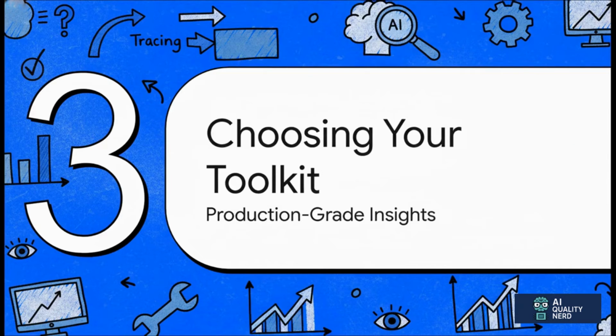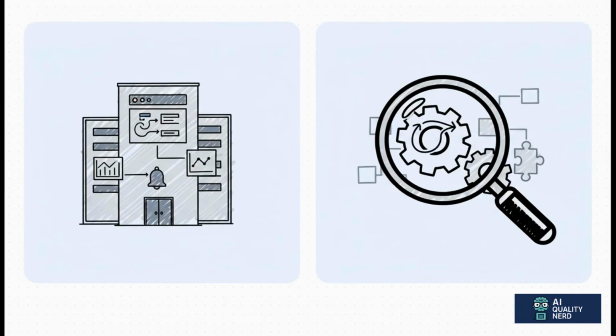Okay, so we've got the concepts down, but how do you actually do all this? That brings us to the fun part, choosing your toolkit. Let's look at the platforms out there that can give you these kinds of insights. Generally speaking, you've got a couple of different flavors of tools. On one side, you have these full-stack platforms, like a Maxim AI. They give you the whole shebang, tracing, monitoring, alerts, the works, all built for Gen AI from the ground up.